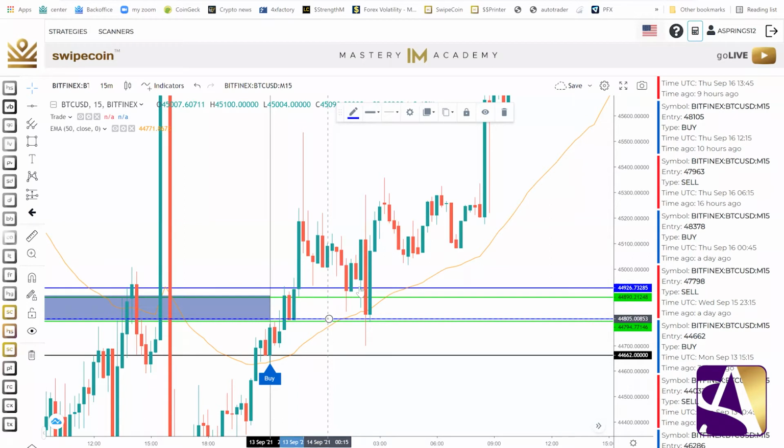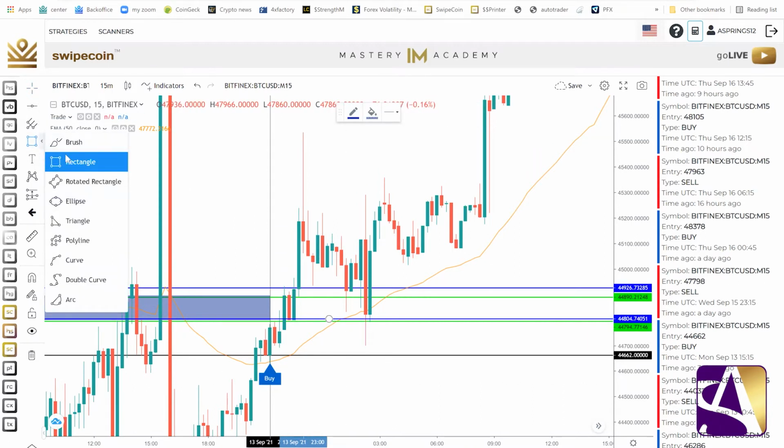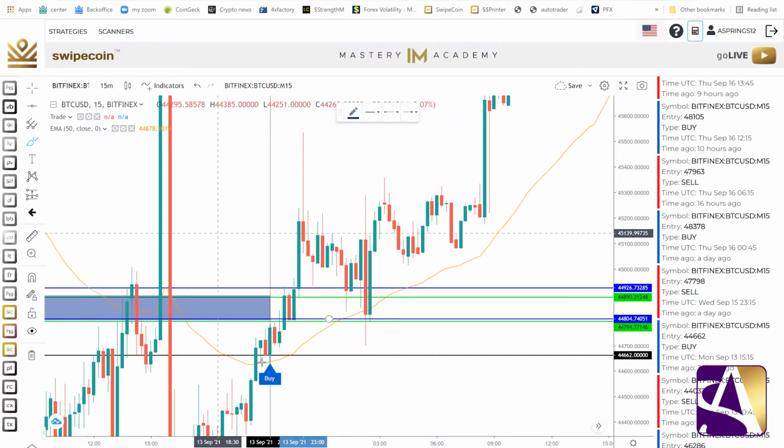you still want to follow the rules. Remember, we want price to be above our 50 EMA, right? That's for buys, right? Yep. We want price to be above this 50 EMA. And as long as price is above this 50 EMA, we're still good.